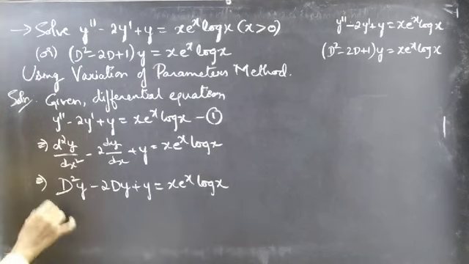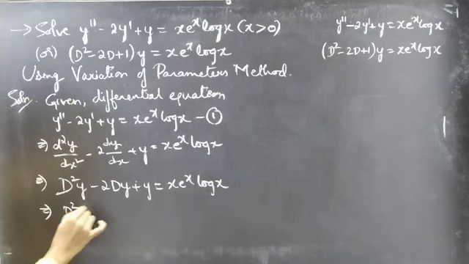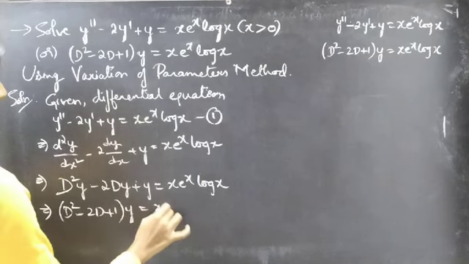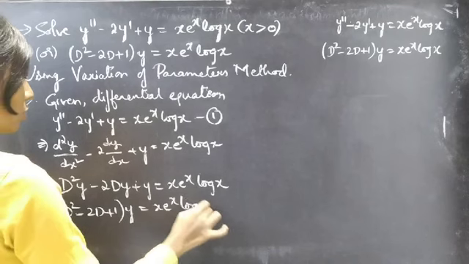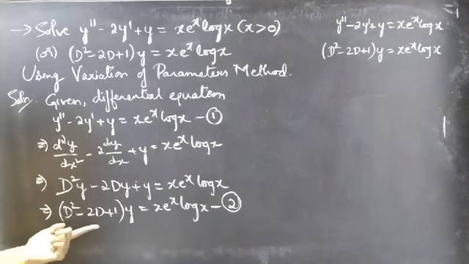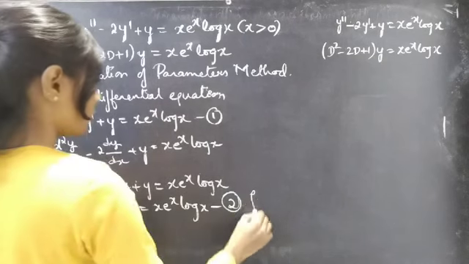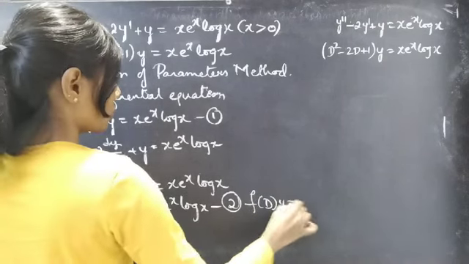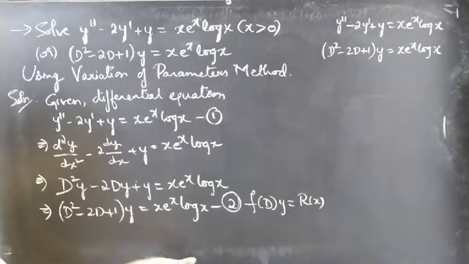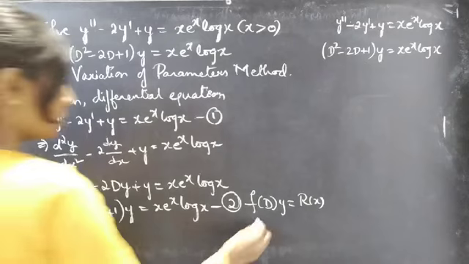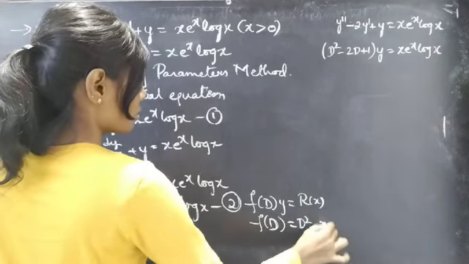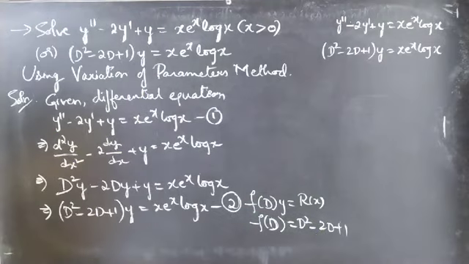Now take y common from all the three terms of the LHS. We'll get D square minus 2D plus 1 into y equal to x e power x log x. Equation 1 in operator form is our equation 2. Say f of D into y equal to some function of x, where f of D is D square minus 2D plus 1 and r of x is the RHS part.